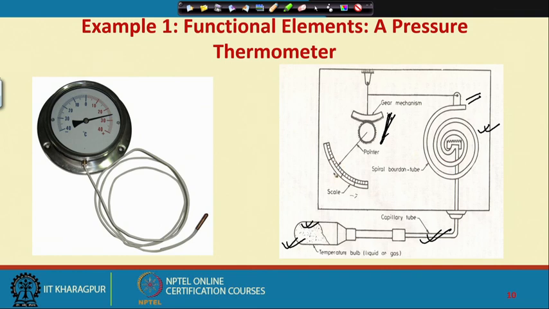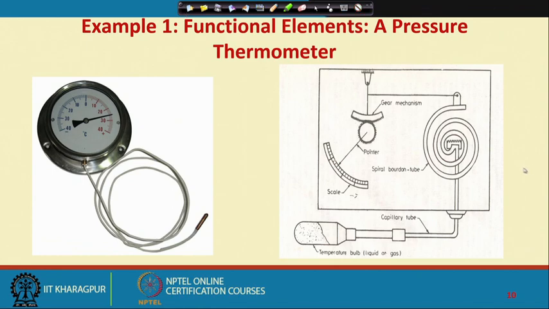The pointer and the scale present data by deflection of the pointer against the scale. So, this is the data presentation element. Sorry, the capillary tube is the data transmission element.